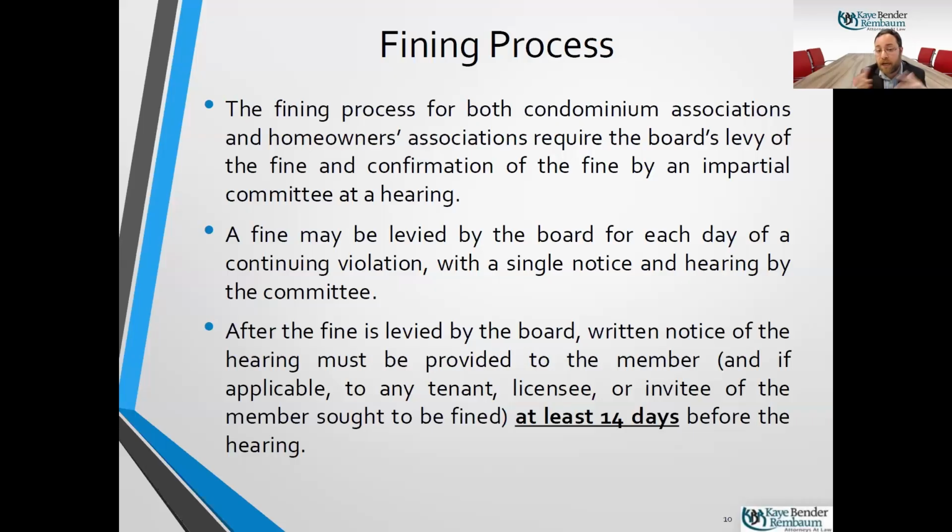Now, again, it's the same for both HOAs and condos. This fining hearing, which I'll go into more detail in a little bit, cannot be less than 14 days out from the date the letter is received and not more than 90 days.